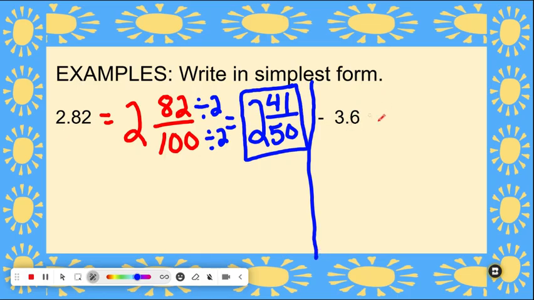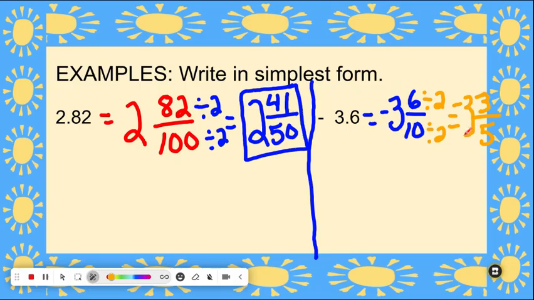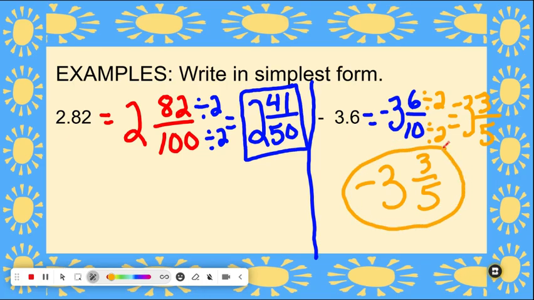Okay, let's try the next one. Negative 3.6. You would say that as negative 3 and 6 tenths. Once again, they both are even numbers, so we can divide by 2. So 6 divided by 2 is 3. 10 divided by 2 is 5. And I bring the negative 3. So negative 3 and 3/5 is the same as negative 3.6.